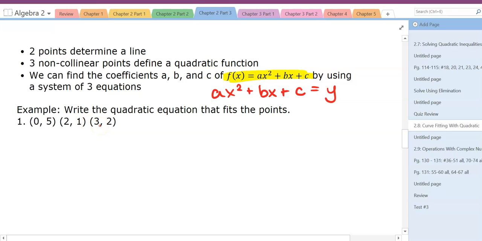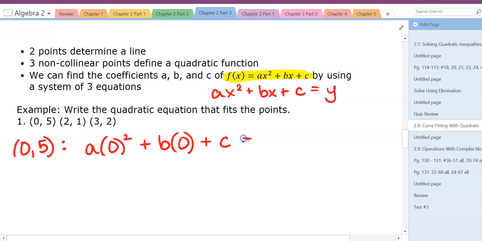So when we get these set up, like for (0, 5), 0 is going to go in for all of those x values up there. So we're still going to have a, b, and c left. And 5 is going to go in for the y. So it's going to look like this. You have a, and then in for x, we're going to put 0. So it's going to be a times 0 squared plus b, and for x is another 0, so b times 0 plus c equals your y, which is 5. So 5 and the 0 came from the coordinate.